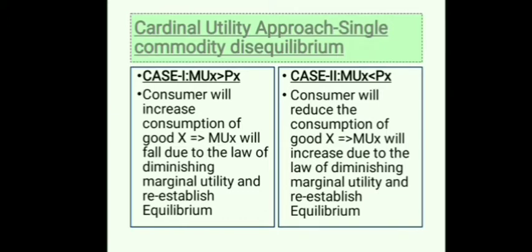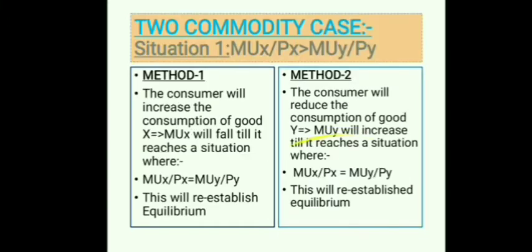Now, what if MUX is less than PX? The consumer does not get as much utility as the price. So, do you think any consumer will continue consuming? No, the consumer will reduce consumption. So, by the law of diminishing marginal utility, MU will increase till MUX equals PX and equilibrium gets re-established.